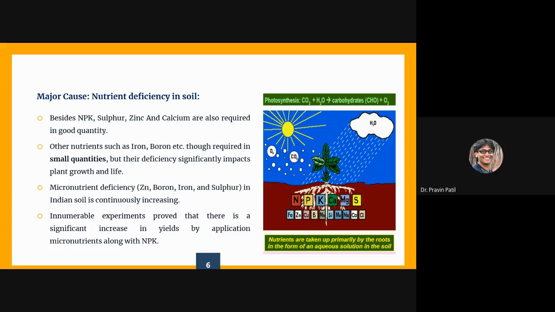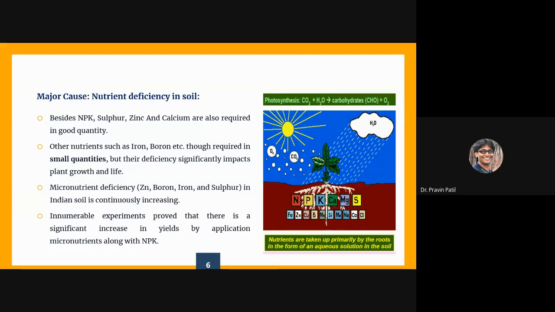As you can see, plants need nutrients that are taken up primarily by the roots in the form of an aqueous solution in the soil and get transferred throughout the plant. However, besides NPK, which is nitrogen, phosphorus, and potassium, sulfur, zinc, and calcium are also required in some amount. These nutrients, whether micronutrient or macronutrient, both should be provided in an adequate amount.